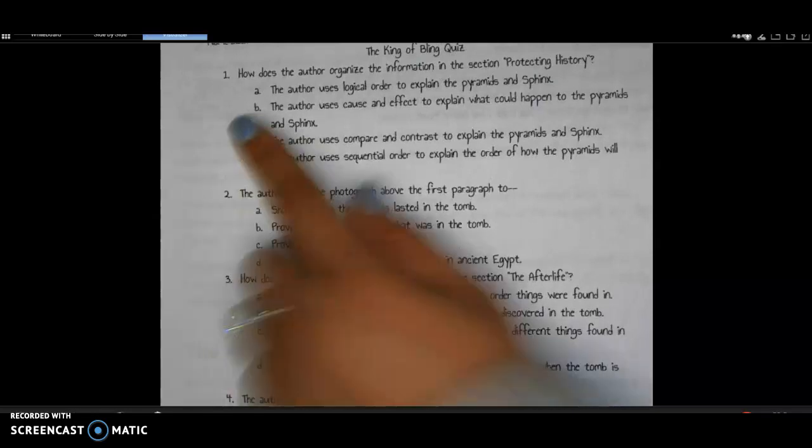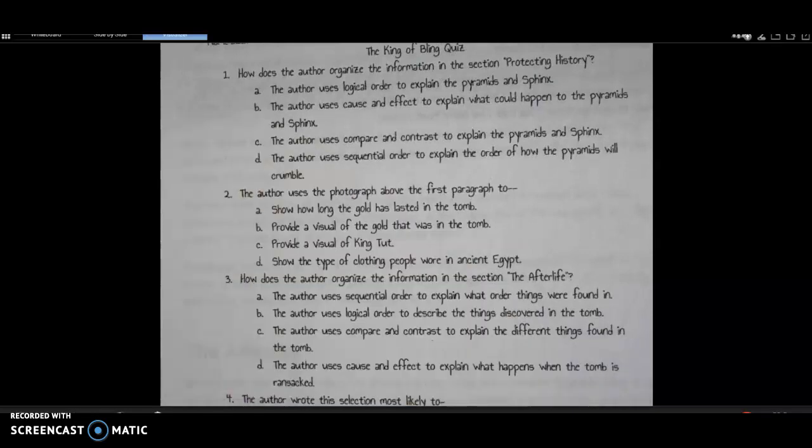All right, question 1. How does the author organize the information in the section Protecting History? A. The author uses logical order to explain the pyramids and Sphinx. B. The author uses cause and effect to explain what could happen to the pyramids and Sphinx. C. The author uses compare and contrast to explain the pyramids and the Sphinx. Or D. The author uses sequential order to explain the order of how the pyramids will crumble.